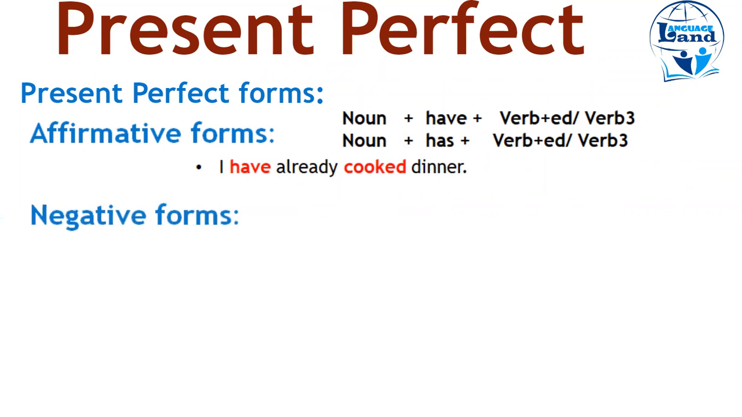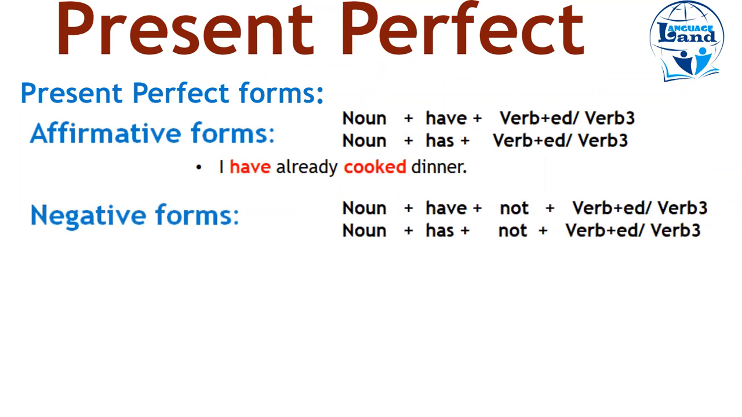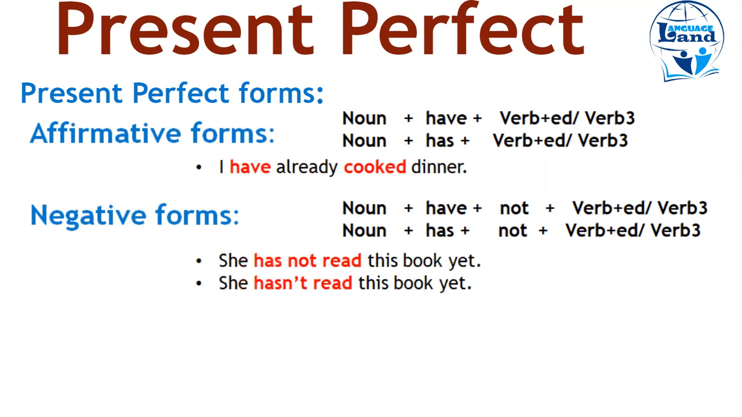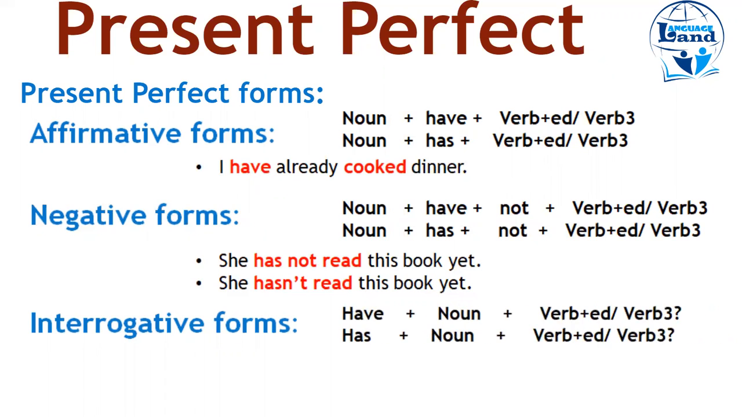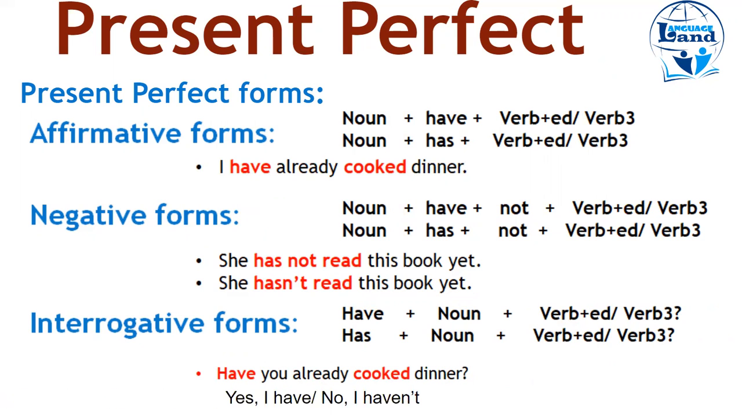In the negative sentences, we use the negative particle not after the auxiliary verbs have or has. For example, she has not read this book yet. And the last form, interrogative or question sentences: we put the auxiliary verb have or has in the first place. For example, have you already cooked dinner? And the answer might be, yes, I have, or no, I haven't.